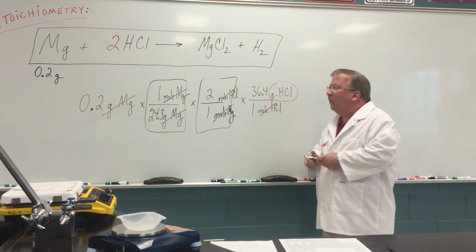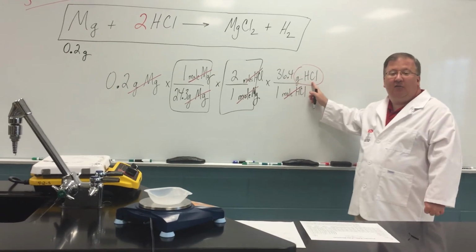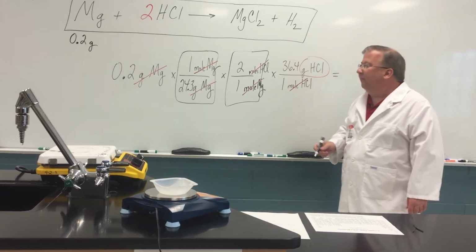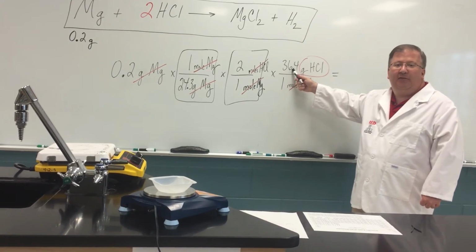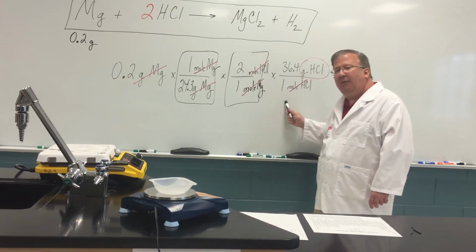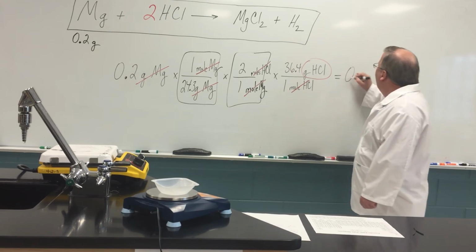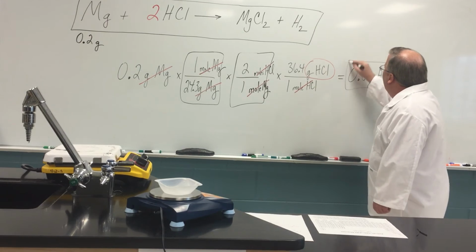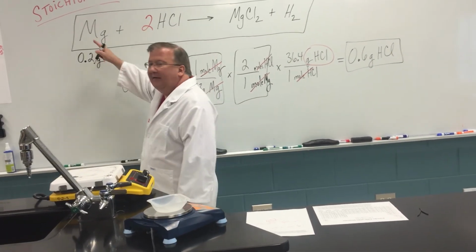The original question was, if given 0.2 grams of magnesium, how many grams of hydrochloric acid would be required? So all we have to do now is just do the calculation. 0.2 times 2 times 36.4, put that in your calculator, hit equals, and then divide it by our denominator, which is 24.3. And you should come up with 0.6 grams of hydrochloric acid would be required if given 0.2 grams of magnesium.